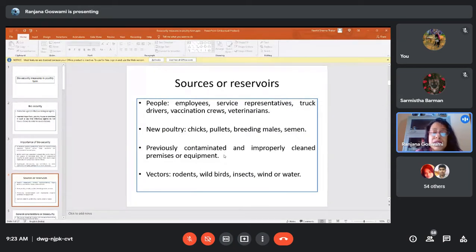And fourthly are the vectors, where we may take many precautions, but we will not know when wild birds or small birds enter the farm. They may also carry diseases. So these four things are very important for you to remember, from where the infection may come into the farm. Is it okay?